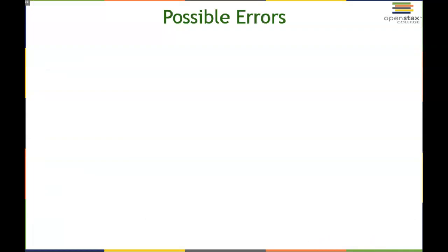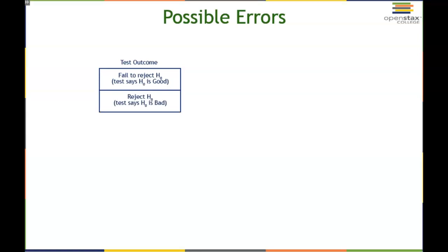There are two possible errors that can arise with hypothesis testing, a type 1 error and a type 2 error. That comes along with testing the H0, and there are two possible outcomes to test H0. You can either fail to reject H0, in other words, H0 is good, or you can reject H0 and you can consider H0 to be bad. So if you think of it as good and bad, fail to reject your H0, that means it's good. Reject H0, that means H0 is bad. You can throw it out.